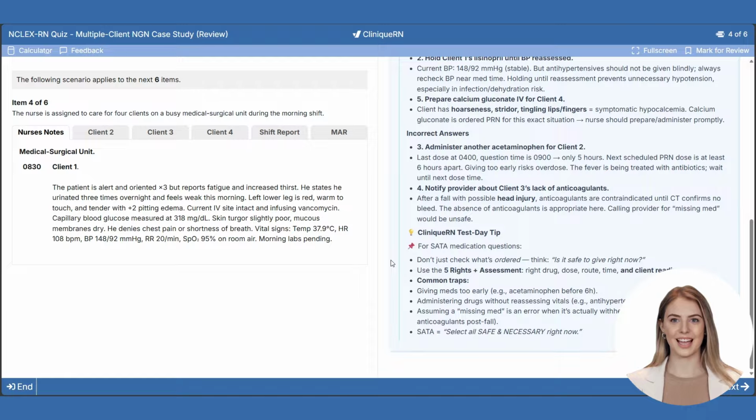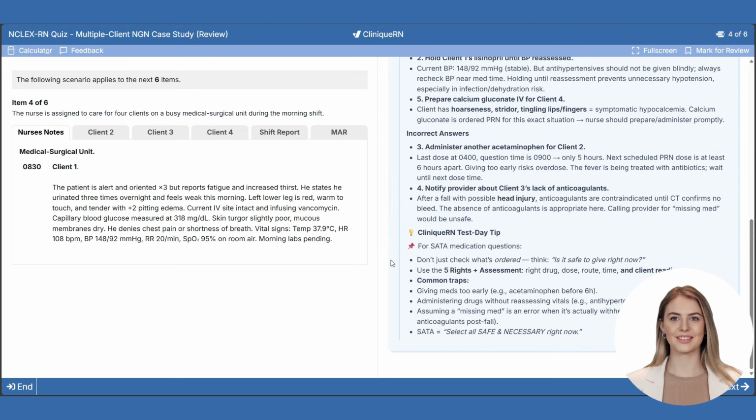CliniqueRN Test Day Tip for SATA medication questions. Don't just check what's ordered. Think, is it safe to give right now? Use the 5 rights plus assessment. Right drug, dose, route, time, and client readiness.